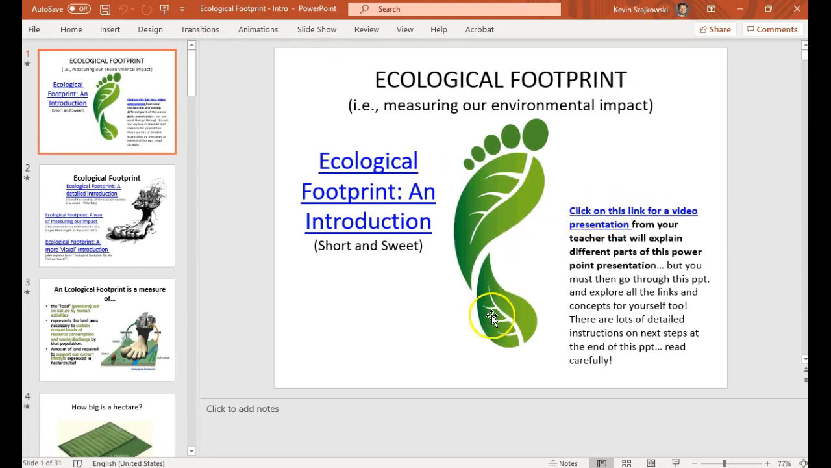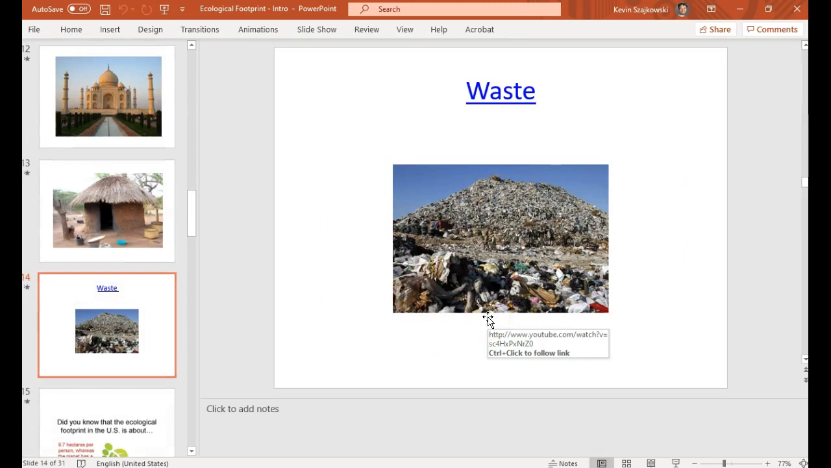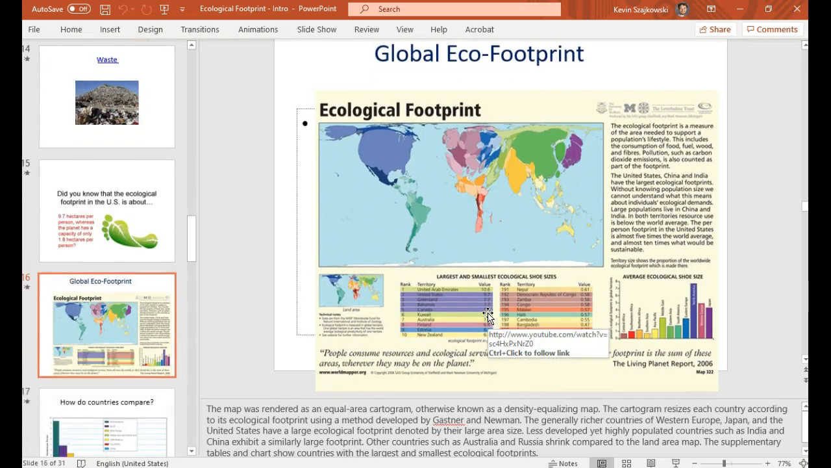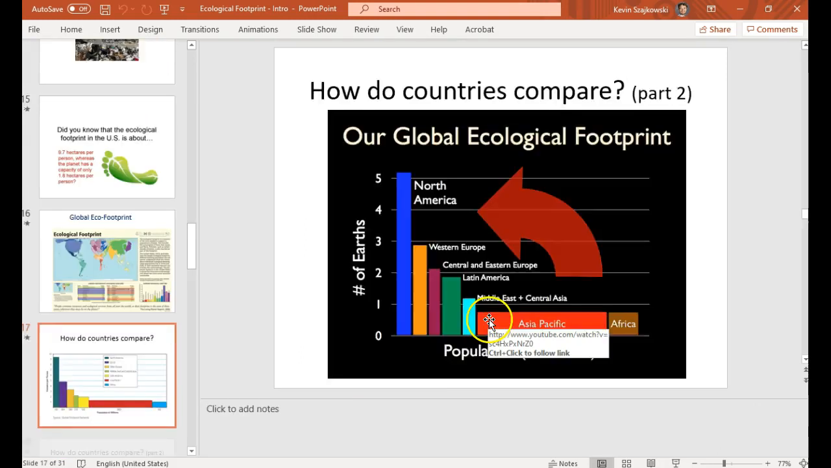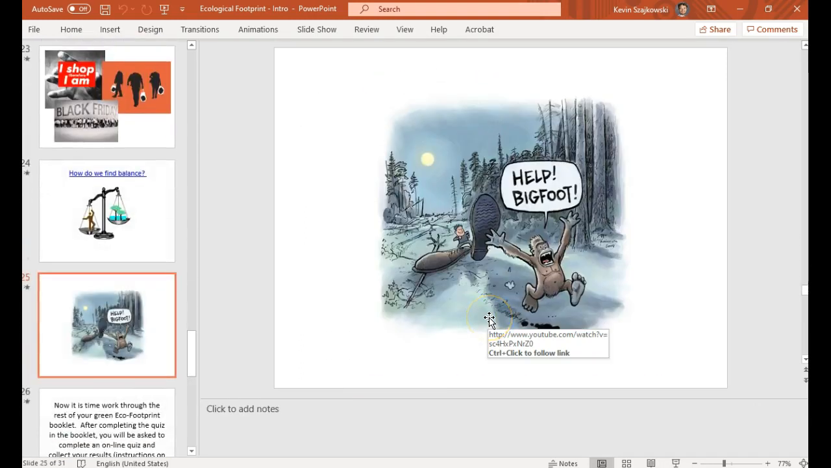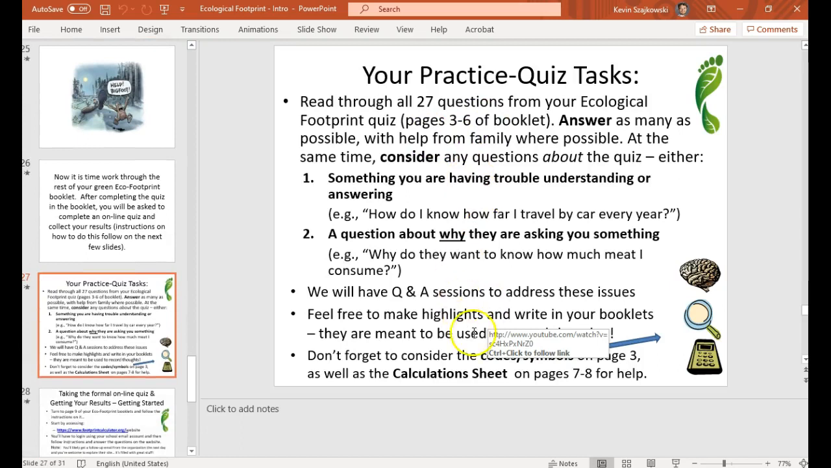This PowerPoint not only is meant to introduce you to the concept of an eco footprint, with some of the pieces and visual parts explained in that video, but towards the end of it, it was a set of instructions to further get you going into that green booklet. So take your 27 question quiz for practice, answer as many as you could, and consider them as best you could. I got a few questions from people, not too many, so I'm hoping that meant you've done it and were reasonably happy with the answers you came up with, maybe with the help of a family member.